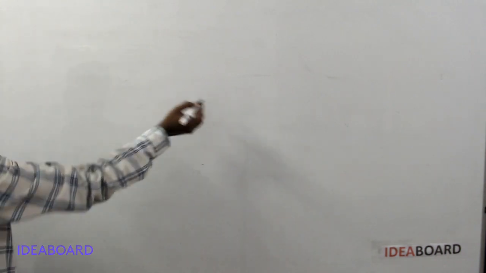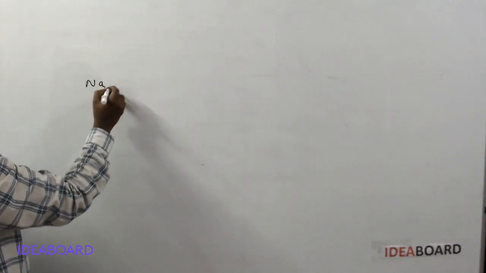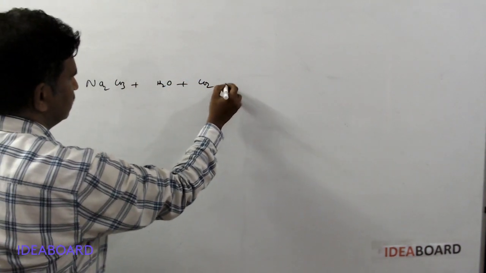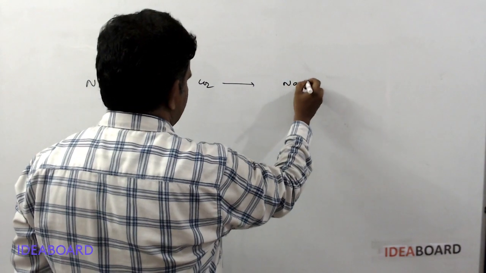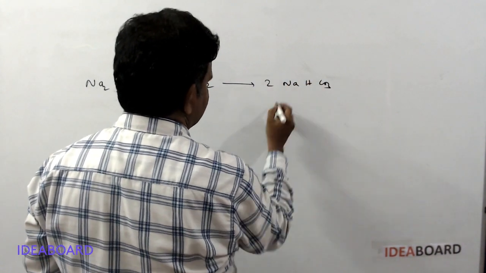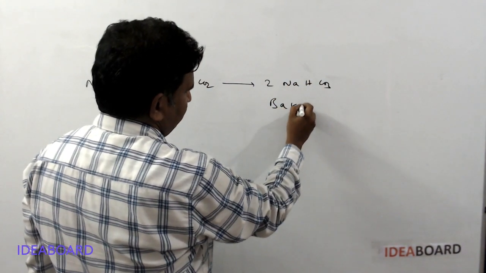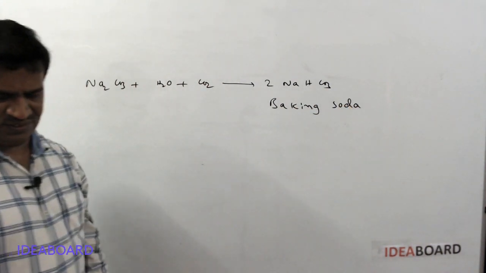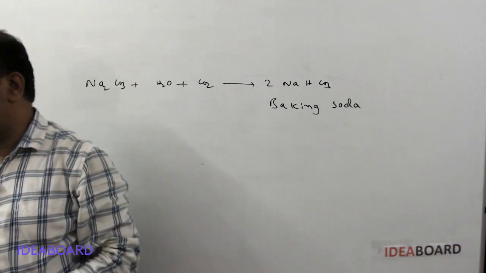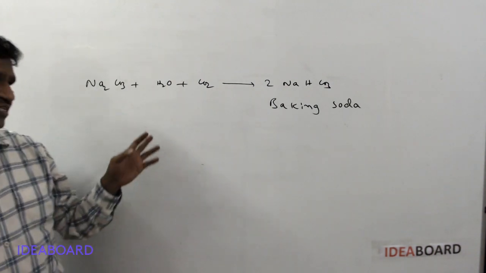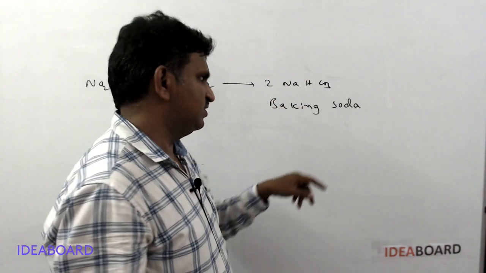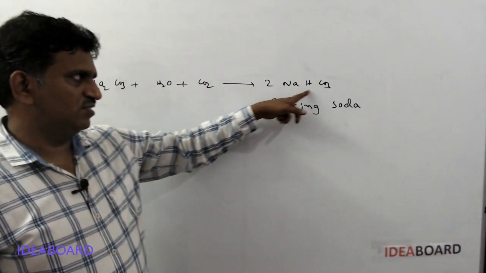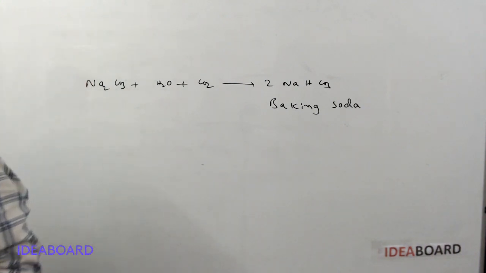The reverse reaction of the last one, sodium carbonate Na2CO3 plus H2O plus CO2, is used in the preparation of sodium bicarbonate. This is also called baking soda, which is used in the preparation of cakes and pastries. Please remember how we can prepare baking soda: sodium carbonate when dissolved and passed through carbon dioxide gives sodium bicarbonate.